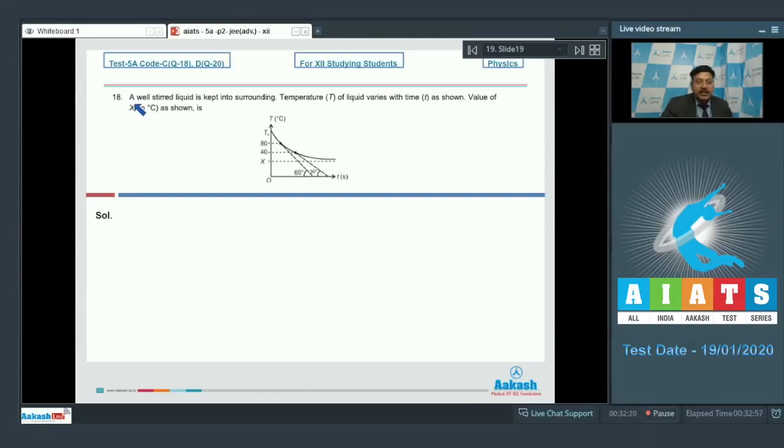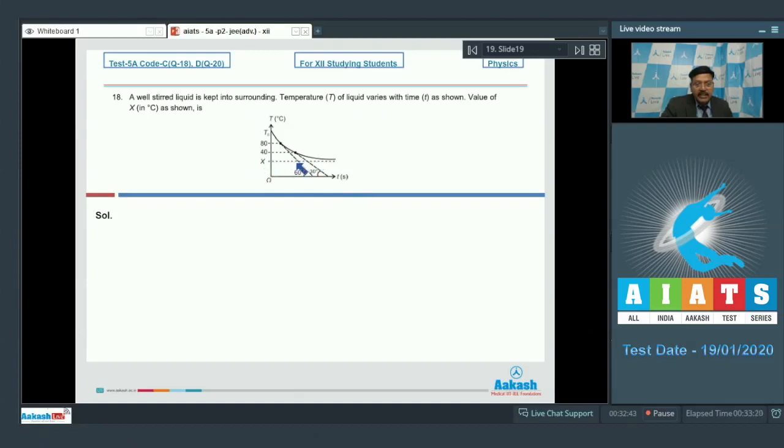Question 18 says a well-stirred liquid is kept in a surrounding. Temperature T of the liquid varies with time t as shown. The value of X in degrees C as shown is. So we have been given the variation of temperature of the liquid, which is cooling in a surrounding of some temperature.